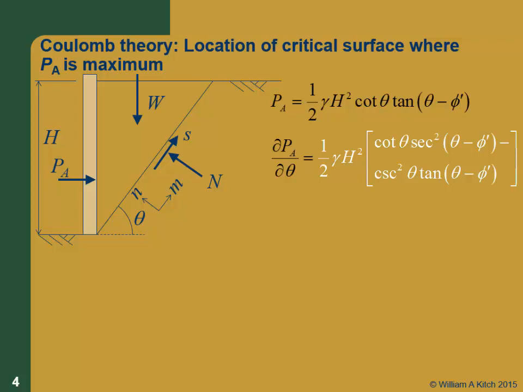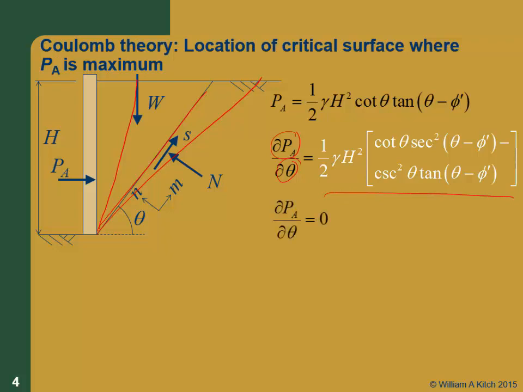So I want to find now when this is maximum, right? That's what we're trying to find, because I can have different theta angles. You know, the failure surface could be here, could be here, could be here. And I want to find out when it's maximum. So what I'm going to do is take the partial of the active earth pressure with respect to theta. And if I do that, that's this equation.